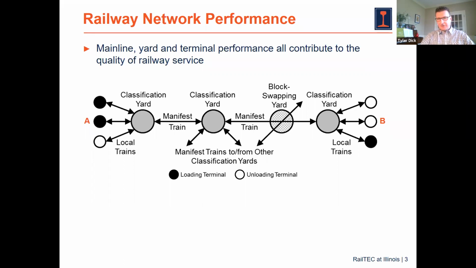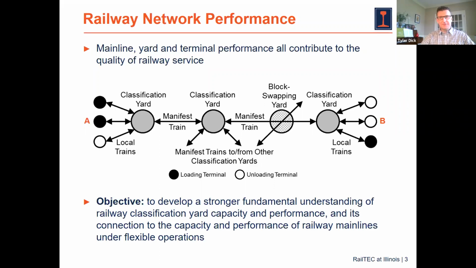So we can see that the overall performance of this trip plan through the network is not just a function of the performance or speed of the manifest trains over the mainline links, but also of the quality, efficiency, and timeliness of connections that are made at these different classification yards on the trip between A and B.